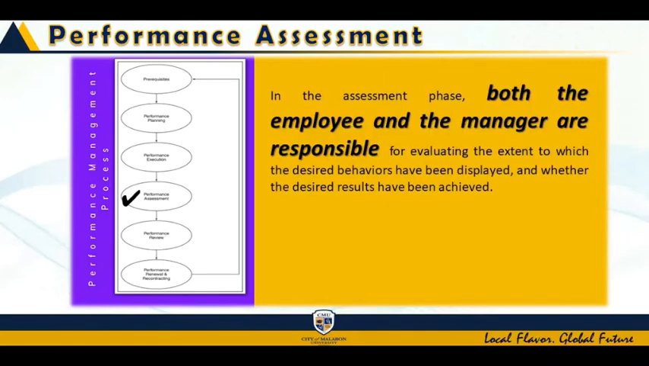In this phase, both the employee and manager are responsible for evaluating the extent to which the desired behavior has been displayed and whether the desired result has been achieved. Although many sources can be used to collect performance information, for example from peers or subordinates, in most cases the direct supervisors provide the information. This also includes an evaluation of the extent to which the goals stated in the developmental plan have been achieved.